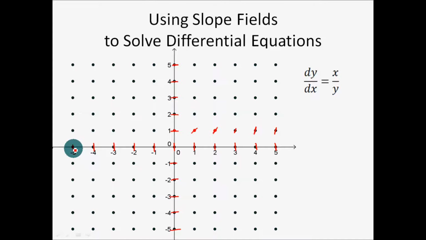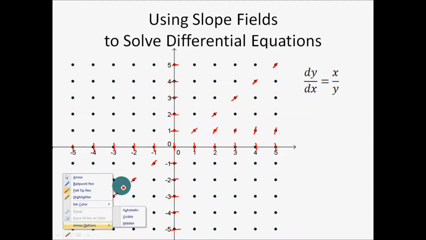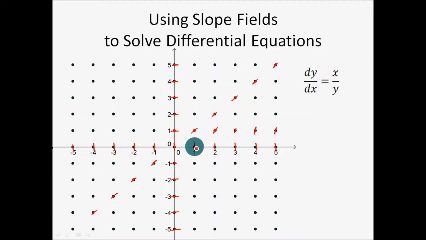More patterns. 1 over 1 is 1. 2 over 2 is 1. 3 over 3 is 1. 4 over 4 is 1. 5 over 5 is 1. Negative 1 over negative 1 is 1. Negative 2 over negative 2, 1, and we continue. How about 1 over negative 1? Negative 1. 2 over negative 2, negative 1. So we can continue this pattern, and you'll see that a lot of other patterns emerge.